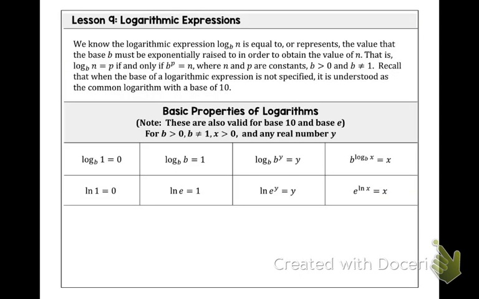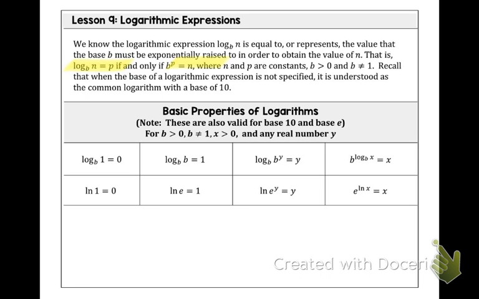All right, so we know that the logarithmic expression log base b of n represents the value that the base b must be exponentially raised to in order to obtain the value of n. So remember our transition back and forth that we've been working through. Log base b of n equals p if and only if b to the p is equal to n, where n and p are constants. b has to be a positive number and b cannot equal 1.